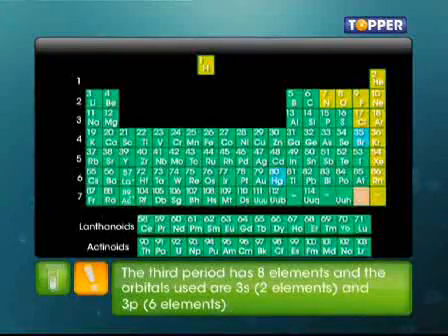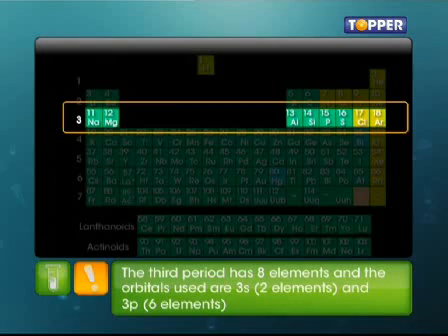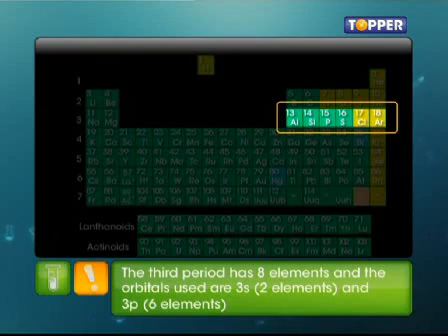The third period has 8 elements from sodium to argon. As n is equal to 3, the outermost electron for the first two elements enters a 3s orbital. In the remaining 6 elements, the valence electron enters the 3p orbital.